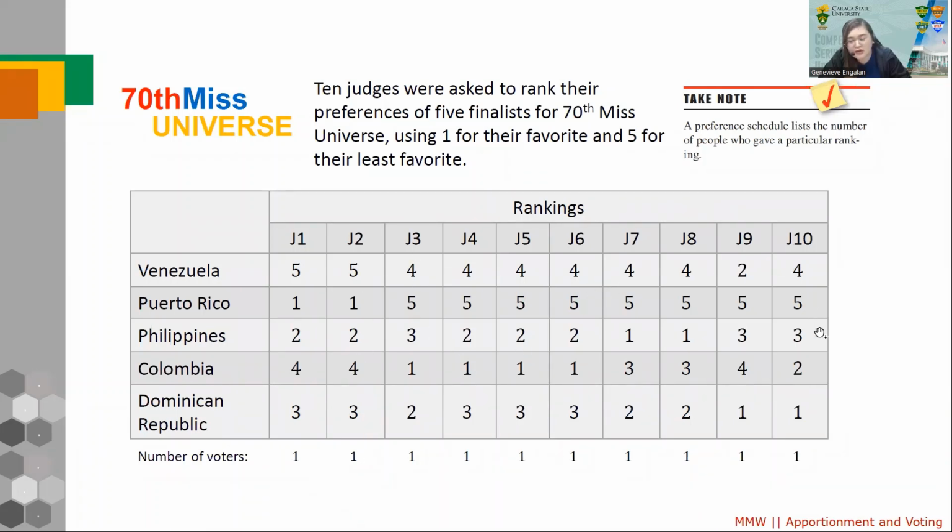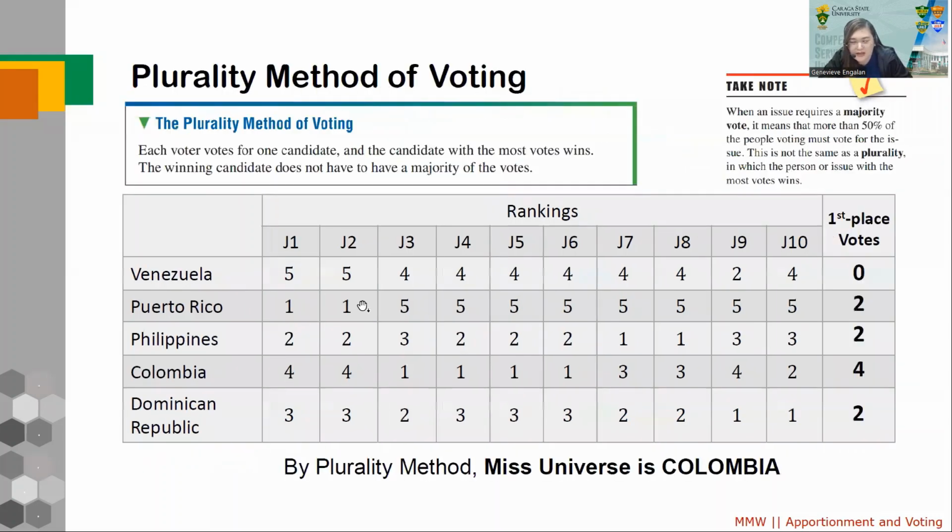When you use the plurality method, you count the number of first places. For Venezuela, how many voted for it as first place? Zero. For Puerto Rico, two. Philippines, also two. Colombia, four. Dominican Republic, two. So using the plurality method, who wins? Colombia, ma'am. So using the plurality method of voting, Miss Colombia is the Miss Universe.